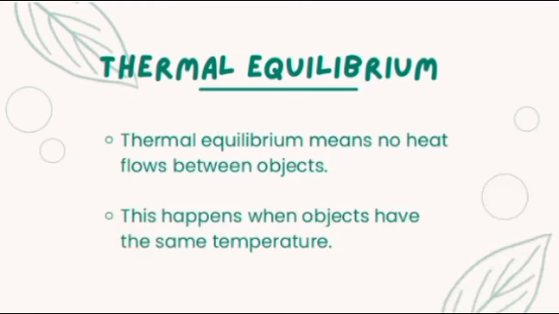Now, let's talk about thermal equilibrium. Thermal equilibrium happens when no heat is flowing between two objects. This means both objects already have the same temperature. For example, if you leave a hot cup of coffee on the table, after some time, it cools down until it reaches the same temperature as the air around it. So, that's thermal equilibrium, when everything is balanced and no more heat is moving.